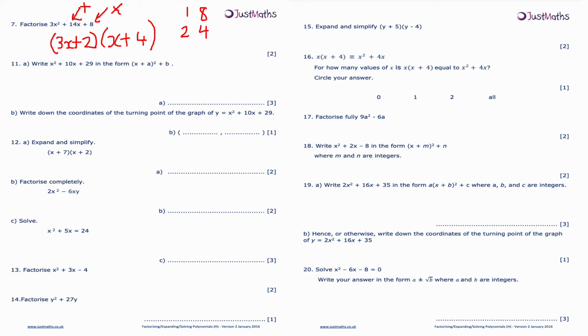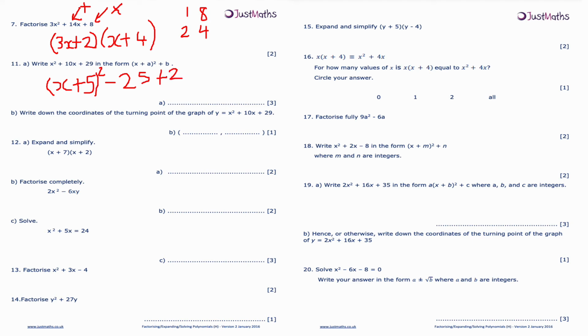Right, guys, okay, this is question number 11a. So express this quadratic expression in the completed square form. So it's x plus half of the coefficient of x, so half the number in front of the x, half 10 is 5, all squared, subtract 5 squared, so minus 25 plus 29.